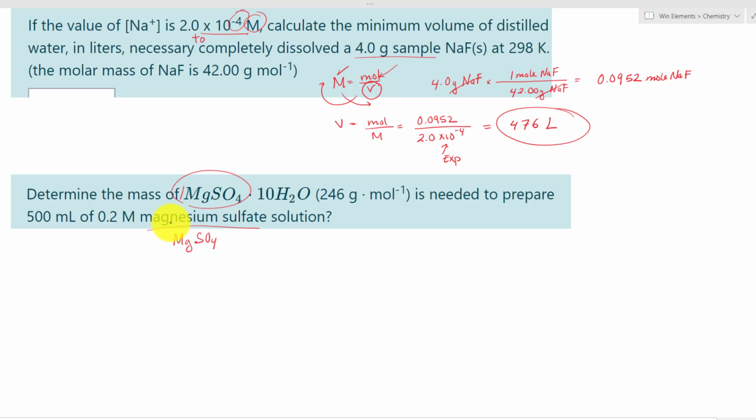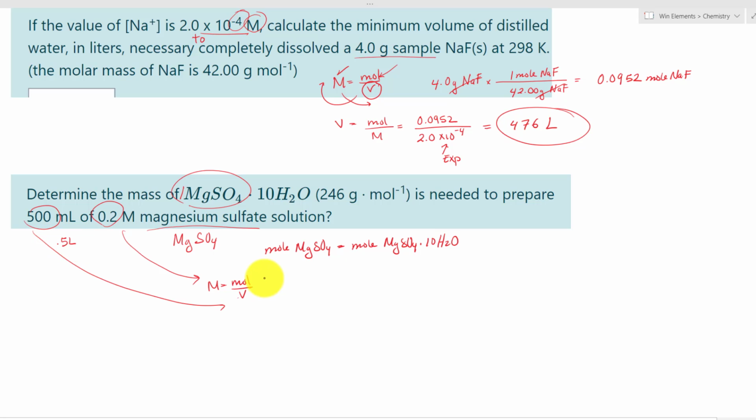So all you have to do is realize that the moles of magnesium sulfate is equal to the moles of magnesium sulfate decahydrate. Just keep that in mind as you are trying to solve for this. Going back to molarity, molarity is equal to mole over volume. Do we know anything about the molarity? Yes, we do. It's given to us. Do we know anything about the mole? No, for now, no. But do we know anything about the volume? Yes, there you go. Just make sure this has to be in liters, so we divide by 1,000, so it's 0.5 liter.